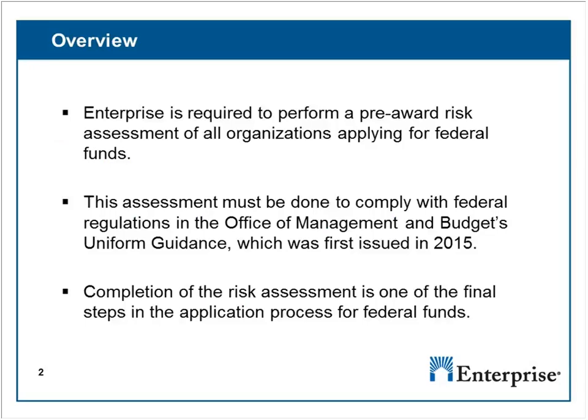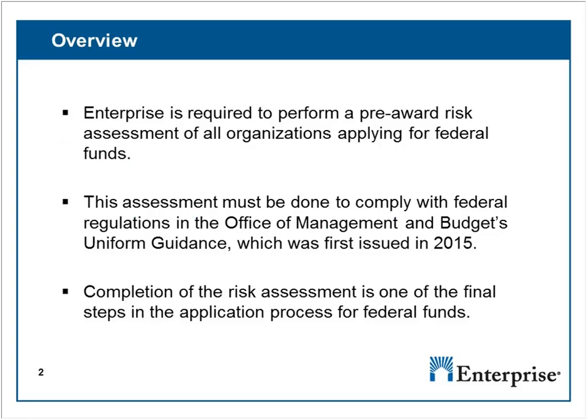You're viewing this tutorial because your organization is applying for federal funds from Enterprise. Most likely, you're applying for Section 4 capacity building funds. This is money that Enterprise receives from the Department of Housing and Urban Development and passes on to our grantees. Before awarding federal funds, Enterprise is required to perform a risk assessment of each organization that applies.